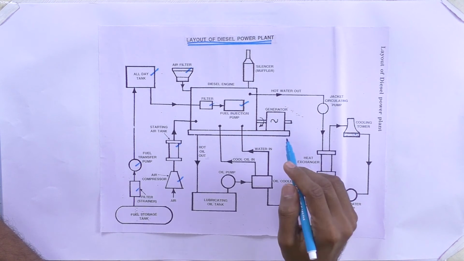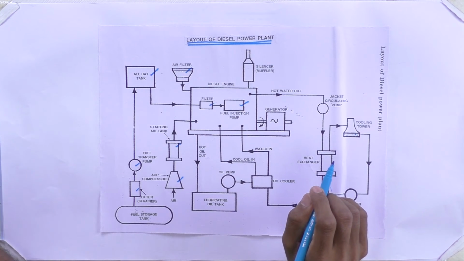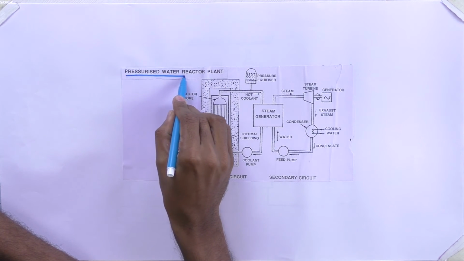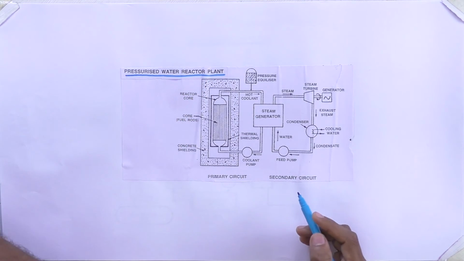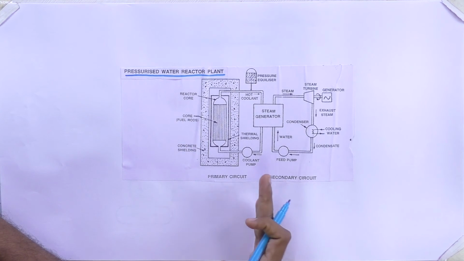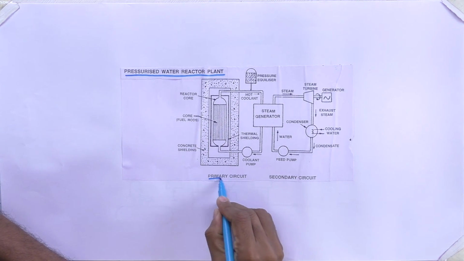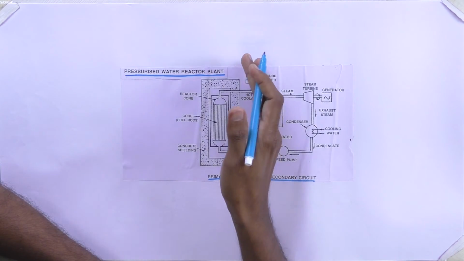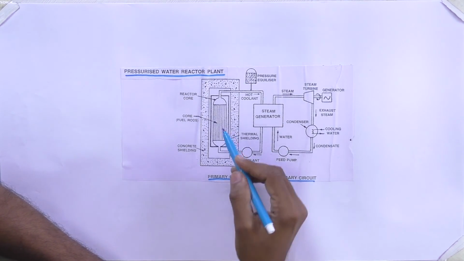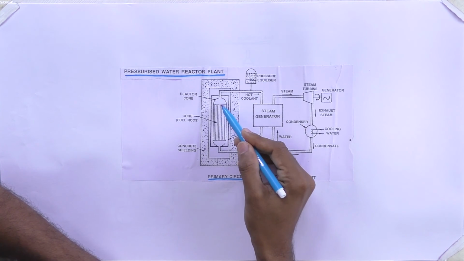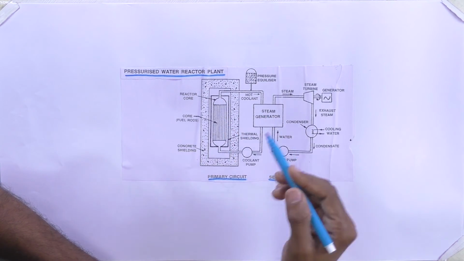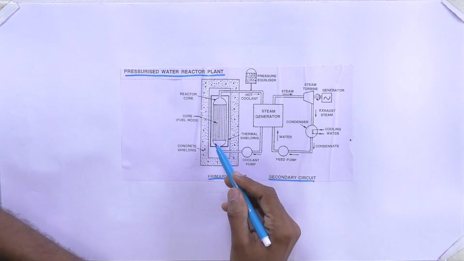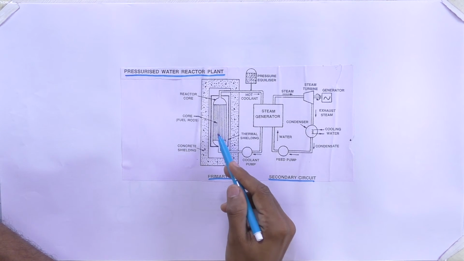Then we can see the last one, that is a nuclear power plant. Dear learners, this is the pressurized water reactor plant, or nuclear plant. It has two circuits: one is the primary circuit, and another one is the secondary circuit. The primary circuit is covered by the reactor core, which has the core or fuel rods, and then a concrete shielding or concrete wall to protect us from the rays.